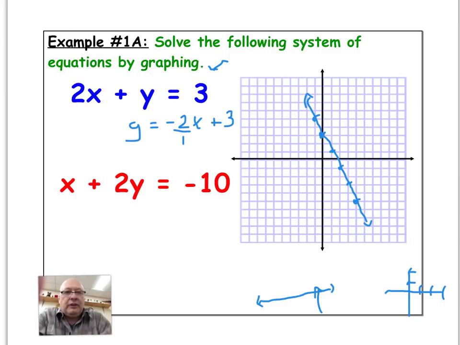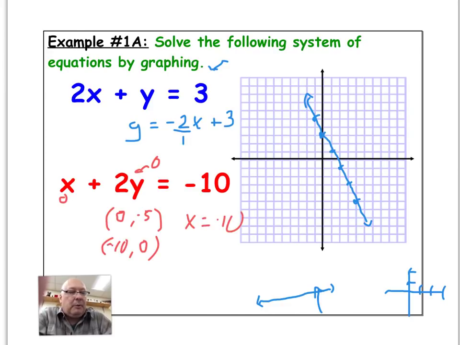Now for the second equation, the red one, you certainly can subtract the x from both sides and divide by 2, but this is in standard form, so I'm just going to do it by intercepts really quickly. If I substitute a 0 in for x, I get 2y equals negative 10, and dividing by 2, I get negative 5. If you put that in slope-intercept form, you'd get the same thing. And then if I put a 0 in for y, 2 times 0 is 0, you get x equals negative 10. So you get negative 10, 0.